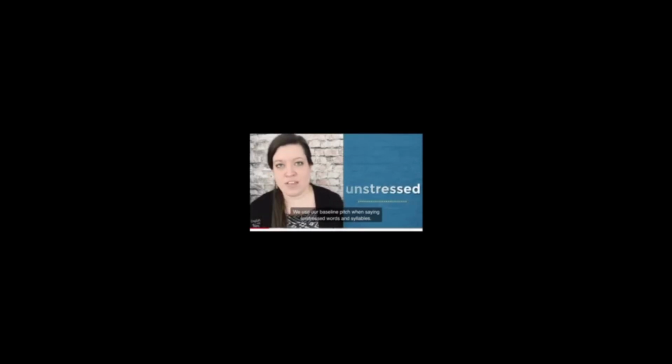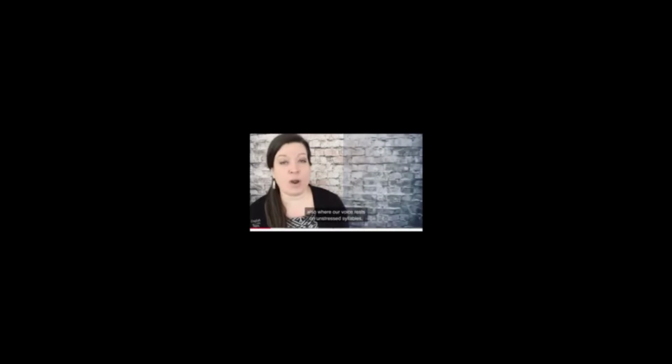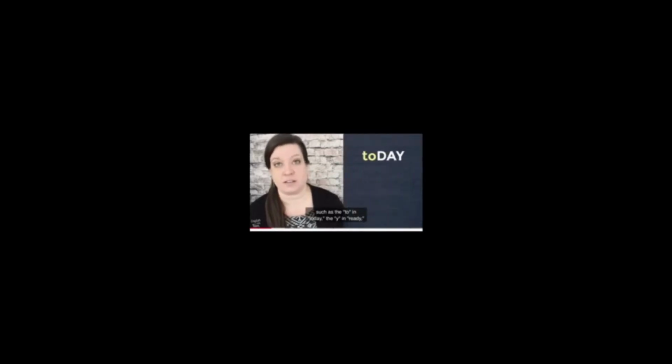We normally speak within 4 main pitch levels. We use our baseline pitch when saying unstressed words and syllables. This is where our pitch naturally rests when saying less important function words like of, by, at, to. It's also where our voice rests on unstressed syllables, such as the t in today, the e in ready, and the an in umbrella. Since we say so many words and syllables at this lower pitch, it should feel comfortable and easy for you.